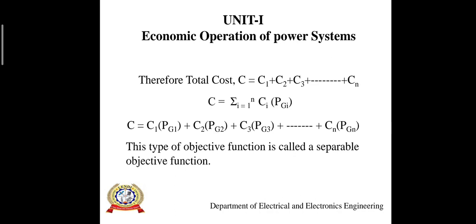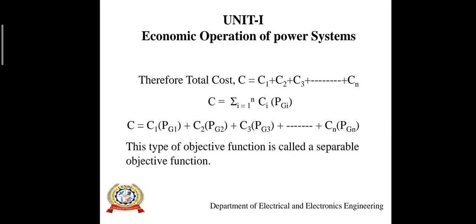So C equal to sigma i equal to 1 to n of Ci of Pgi, because we are taking every unit cost: unit 1 cost, unit 2 cost, up to unit n cost, with respect to real power generation. So plant 1 may have a real power generation of 10 megawatt, unit 2 is 20 megawatt, and plant 3 may be 30 megawatt. Depending on their respective plant generations, the cost may vary.